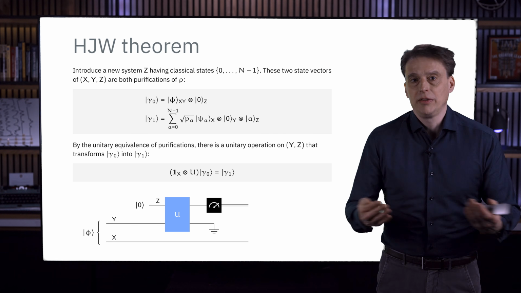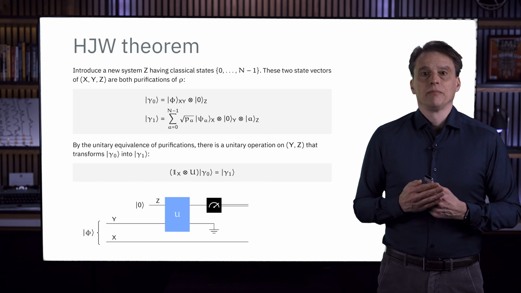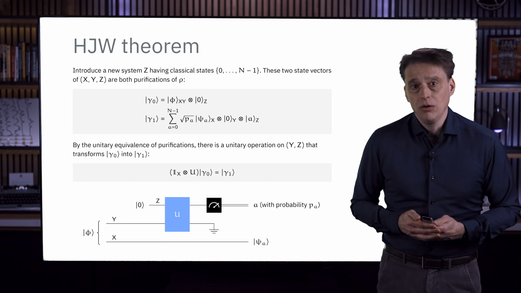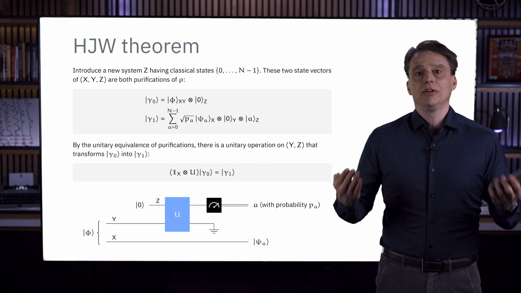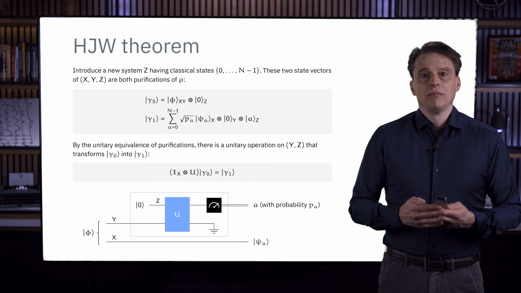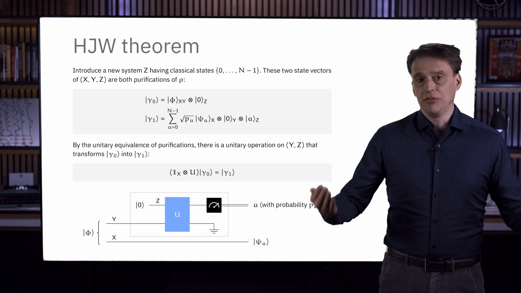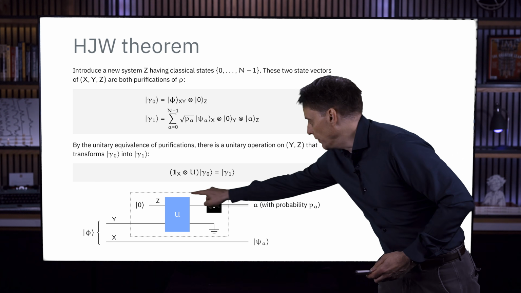And just by eyeballing the description of gamma 1, we can see that this does what the theorem says, which is that we get each outcome A with probability PA, and conditioned on getting A, the system X is left in the state psi A. And just to be clear, the measurement itself that the theorem implies the existence of is implemented by everything in the dotted rectangle in the figure.